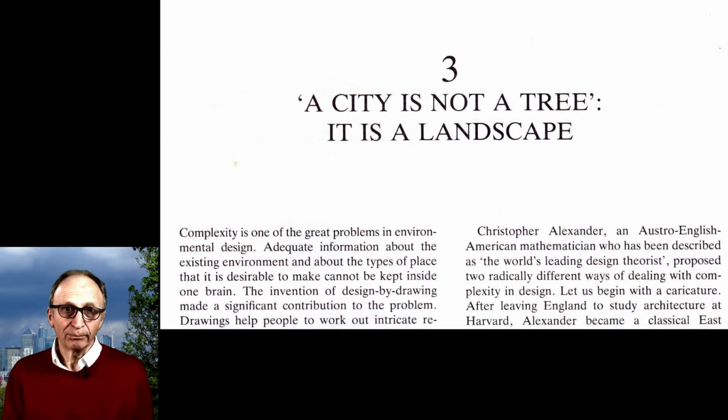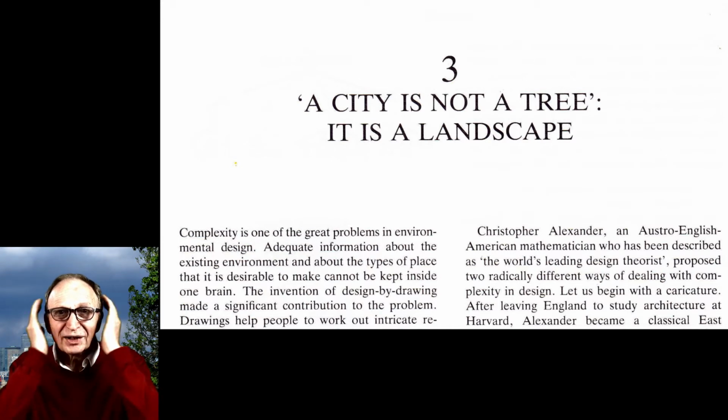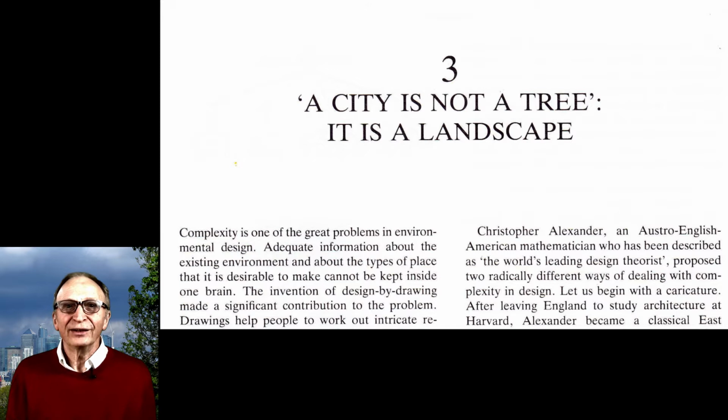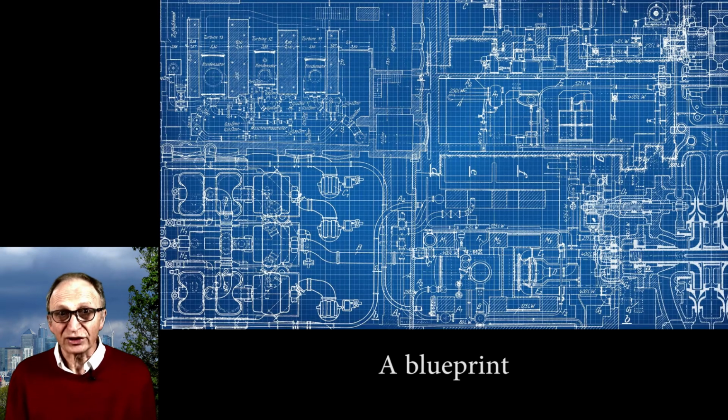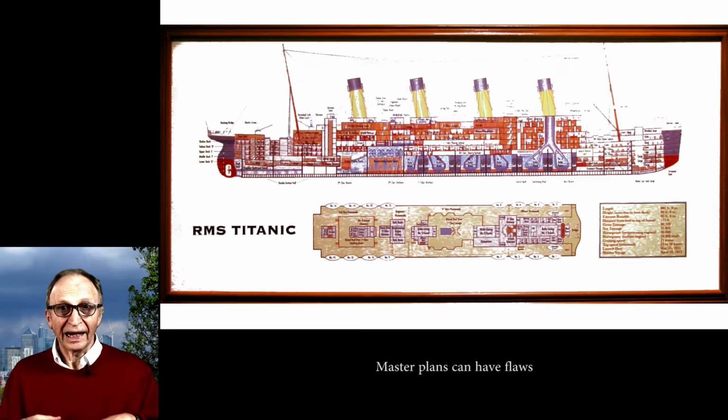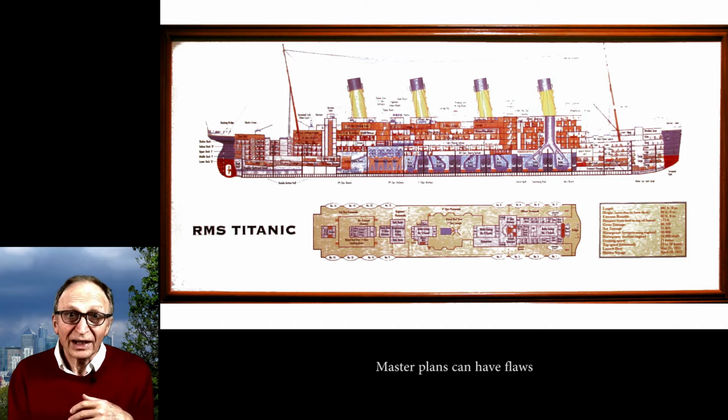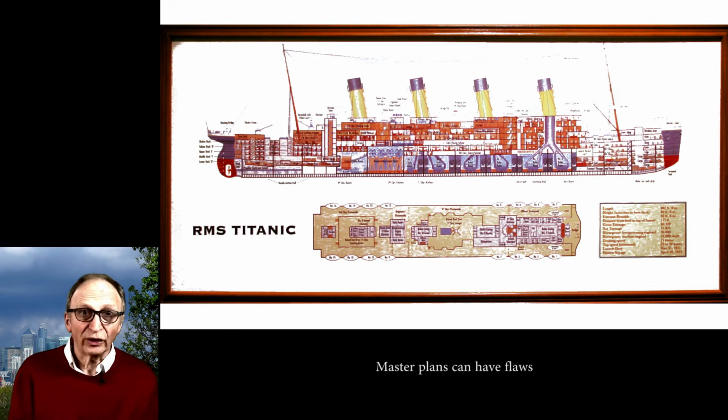Complexity is one of the great problems in environmental design, because adequate information about the existing environment and about the types of place that it is desirable to make cannot be kept inside one brain. The invention of design by drawing made a significant contribution to this problem. Drawings help people to work out intricate relationships between parts. Mathematical calculations are facilitated. Many designers can cooperate on one project, each working on a part of the whole. This requires one person to produce a key plan or master plan which coordinates the phasing, the drawings and the construction.